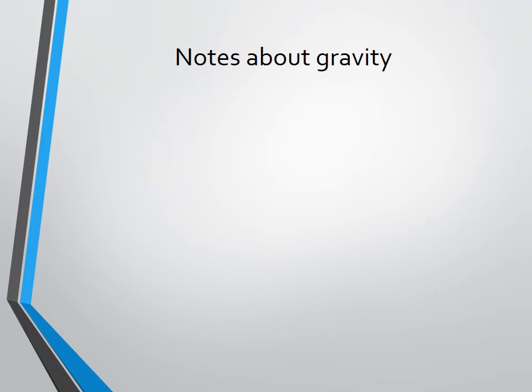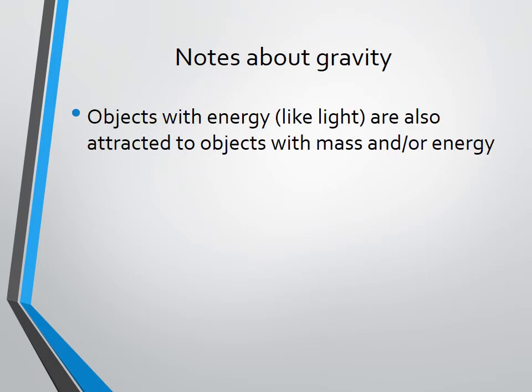Okay, so here's some notes about gravity, because it's a little nuanced, and we've already dealt with acceleration due to gravity. So, objects with energy, but no mass, so things like light, are also attracted to objects with mass and or energy, and that's also gravity. So this is where Einstein's theory of general relativity comes into play. We don't deal with that in this class, but I'd like you to know in the future that if you go on in science that what we're dealing with in AP Physics 1 is a slightly limited definition of gravity.